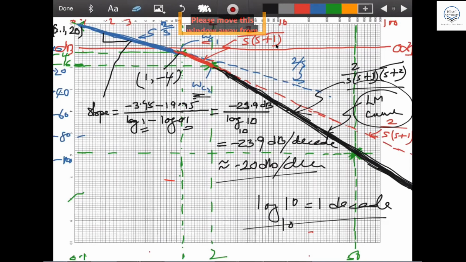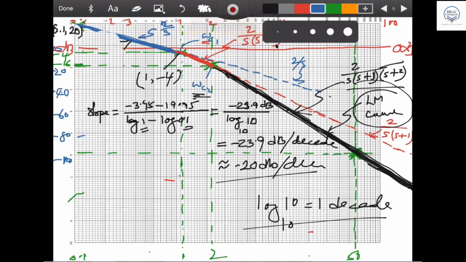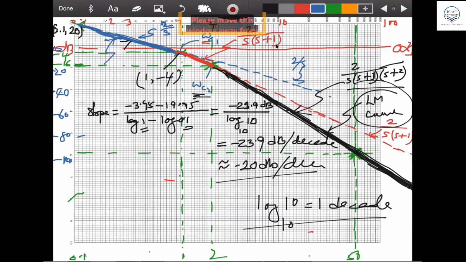And then we can say that this is gone, this is gone. We can say that this is your 20 dB per decade curve. So you can write that this slope is approximately minus 20 dB per decade in standard form. And this is how the calculation is done.